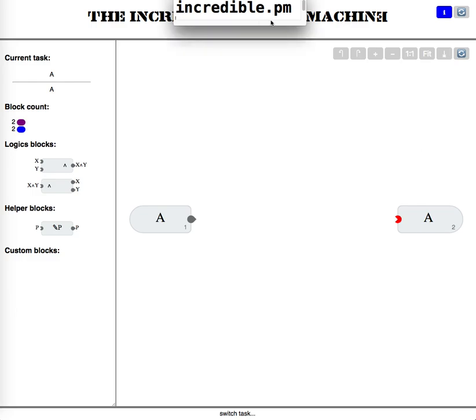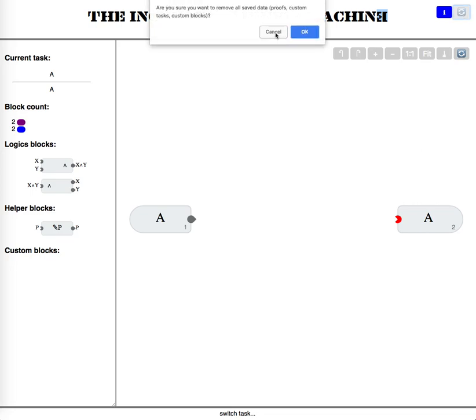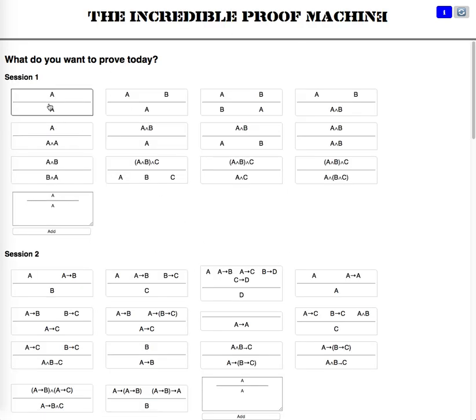If you want to follow along, this is just a free website, and you would just go to incredible.pm. So that's where I'm at right now on this web page. At the top you'll see it says Incredible Proof Machine with the backwards E that's wiggling. This isn't the page that you'll be on. You'd actually be on this main page, but you start with session 1 right here.